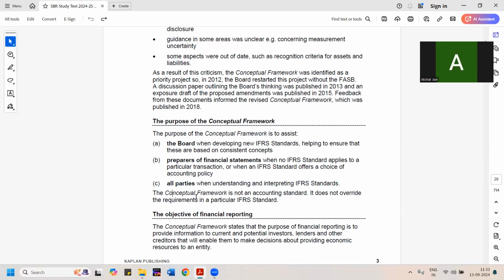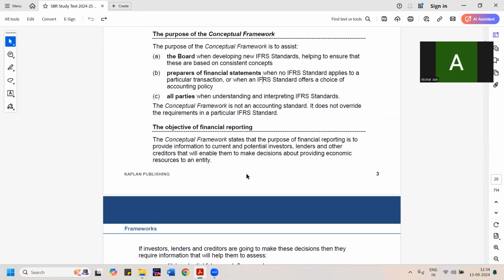So, the conceptual framework is not an accounting standard. It does not override the requirements in particular IFRS standards, but the conceptual framework is just a blueprint or a roadmap to how financial reporting is to be done, read, and analyzed.